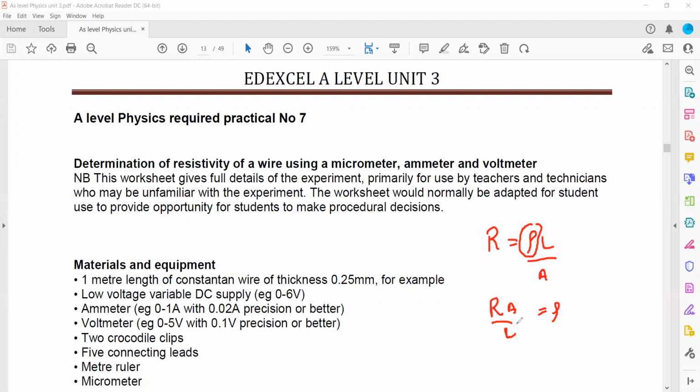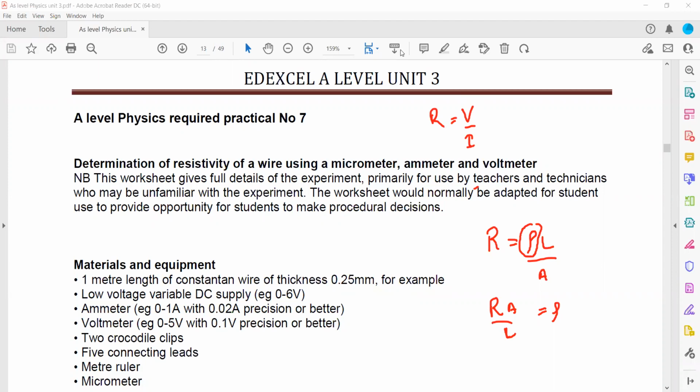So practically, how do we determine the resistance? We cannot determine resistance directly. There is an instrument known as the ohm meter, but the ohm meter is not 100% accurate. So for a more accurate result, we use the ratio between voltage and current, because the ratio between voltage and current will give us the resistance.